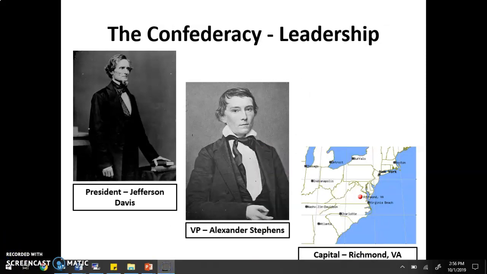Okay, and I'm going to quickly introduce the Confederacy leadership that we'll be talking about for the rest of this chapter. The Confederate States will jointly elect a president to represent them, and that president is Jefferson Davis, with Alexander Stephens elected the vice president, and the official capital city of the Confederacy is established at Richmond, Virginia.